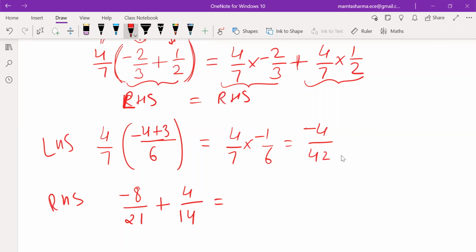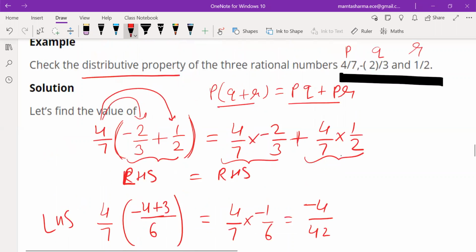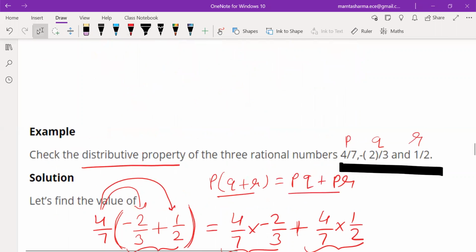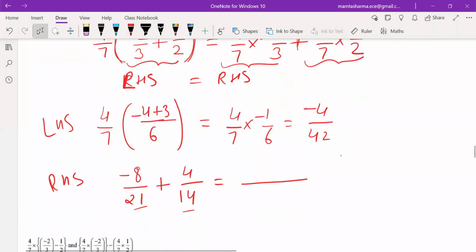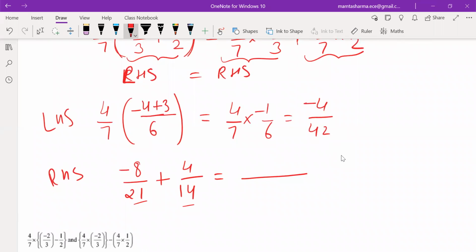Okay, what would be the LCM? Ma'am, can you go back to the question? I guess I wrote it wrong. This is the question. P, Q, R have been given. Okay, ma'am. Now solve it. Minus 8 by 21 plus 4 by 14.